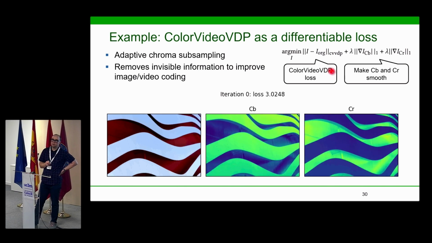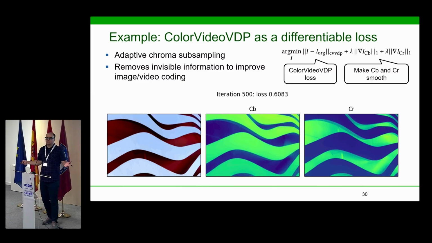So what we are doing, we are finding an image for which the gradients of CB and CR are as small as possible. So we have an L1 prior to enforce sparsity. And at the same time, we want the optimized image to be similar to the original in terms of ColorVideoP. And as you can see, you can smooth those images quite well, improve coding performance without affecting a color image.